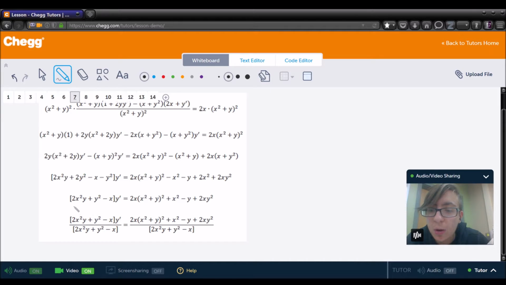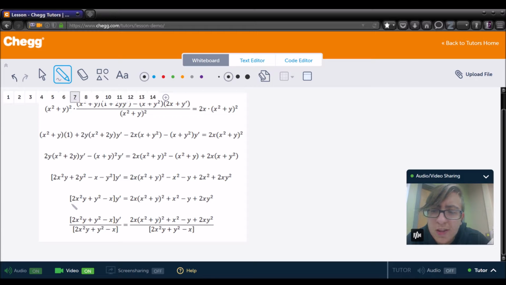So once we combine like terms, we get 2xy plus y squared minus x with the y prime factored out. The reason why we have only plus y squared is we had plus 2y squared and minus y squared. So 2 minus 1 is 1. On the right side, we then have 2x, x squared plus y squared, plus x squared minus y plus 2xy squared. And the reason why we end up with x squared instead of 2x squared is that 2 minus 1 is 1. So you end up with x squared.